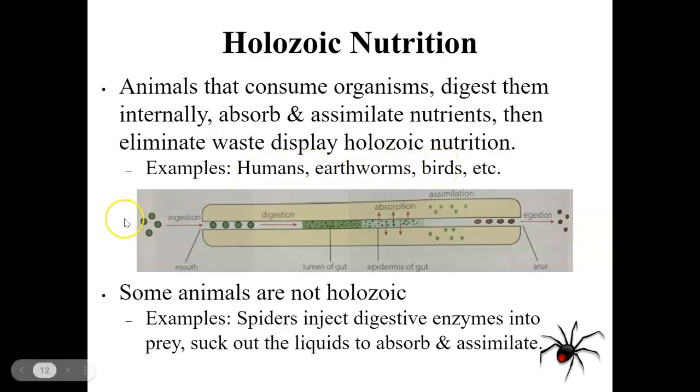But not all animals are actually holozoic. Spiders are a great example of an organism that's not holozoic. This is because they don't just ingest an organism right away. Instead, they inject digestive enzymes into their prey. Then they let the enzymes break it down. That kind of turns it into this liquid, and then they suck out the liquids, in which case, at that point, they can absorb and assimilate those nutrients.